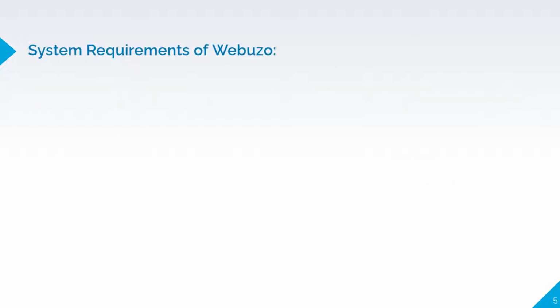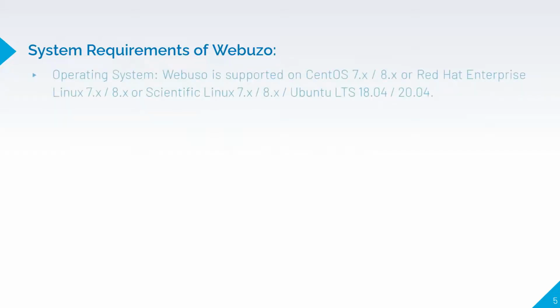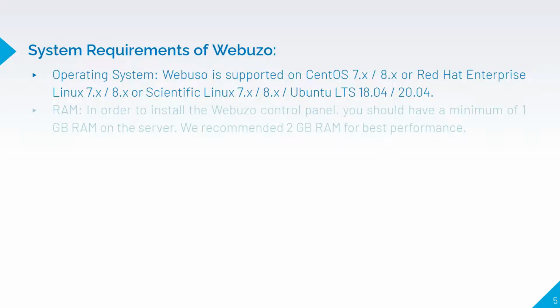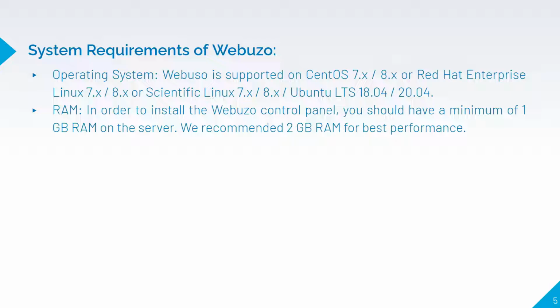Let's check the system requirements of Webuzo. Operating system. Webuzo is supported on CentOS 7X or 8X or Red Hat Enterprise Linux 7X or 8X or Scientific Linux 7X or 8X or Ubuntu LTS version 18.04 or 20.04. RAM. In order to install the Webuzo control panel, you should have a minimum of 1 GB RAM on the server. We recommend 2 GB RAM for best performance.